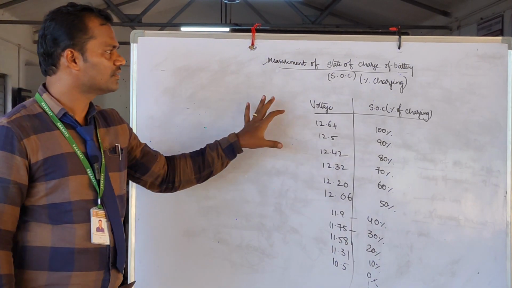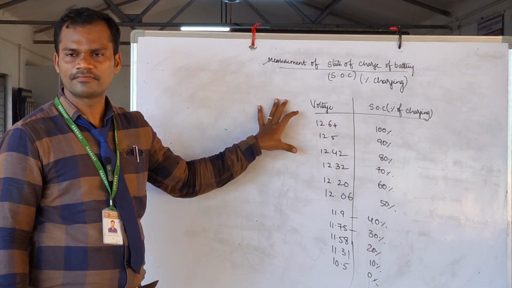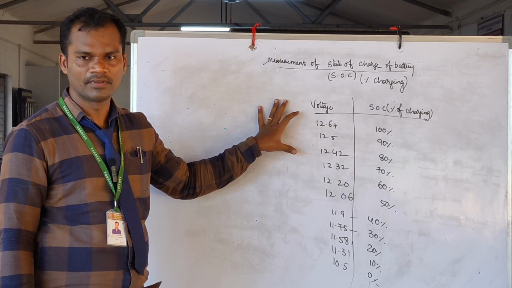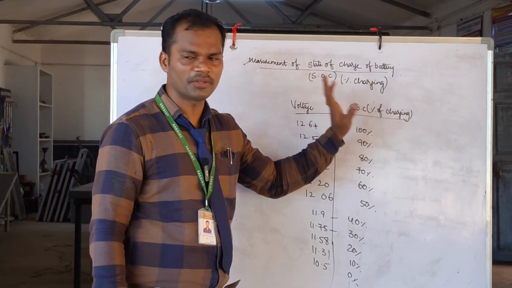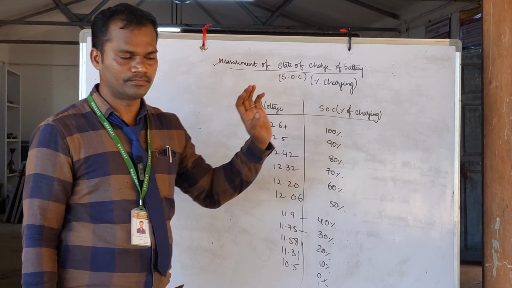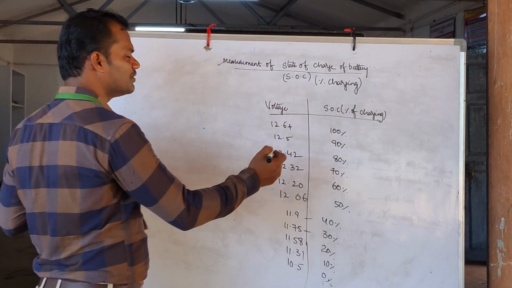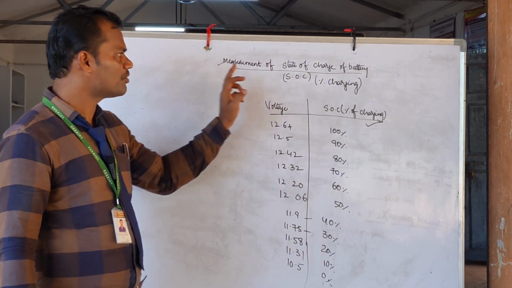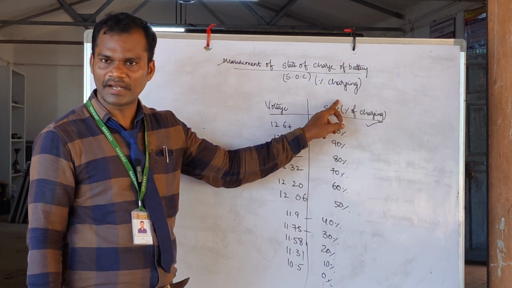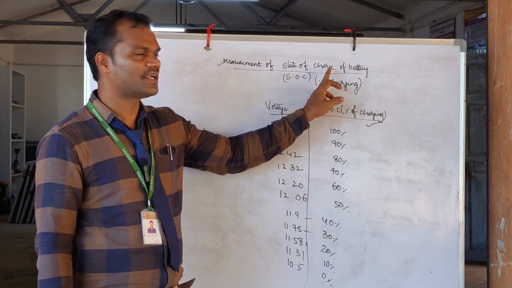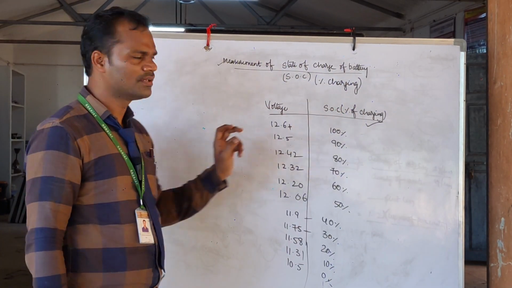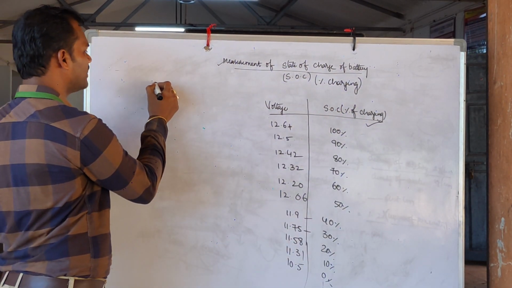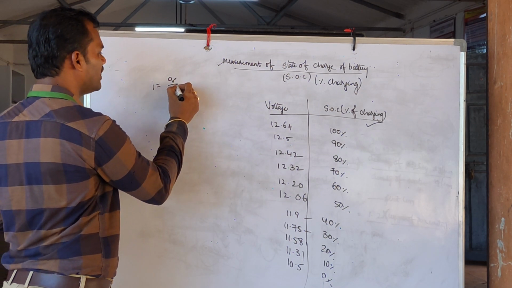Today we are going to measure the state of charge of a battery by using a basic voltmeter. By using the voltmeter, we are going to say the amount of charge available in a battery. This amount of charge available in a battery is technically called the state of charge. Why? Because the formula for current is I = q/t.